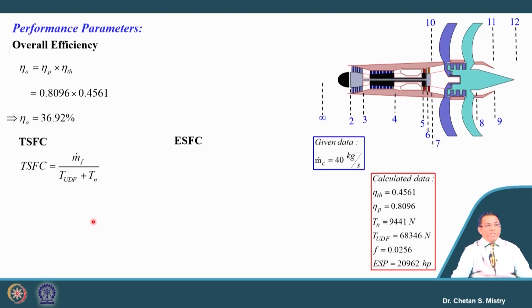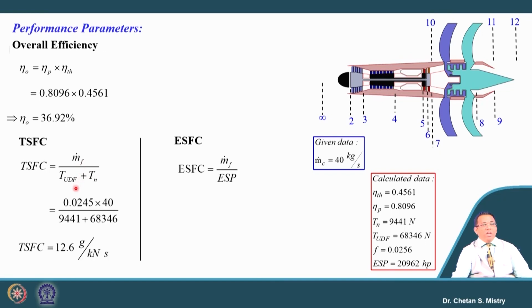Suppose I want to calculate the thrust specific fuel consumption. It is given by m dot f divided by the total thrust, and if we calculate that, my thrust specific fuel consumption comes to be 12.6 gram per kilonewton second.